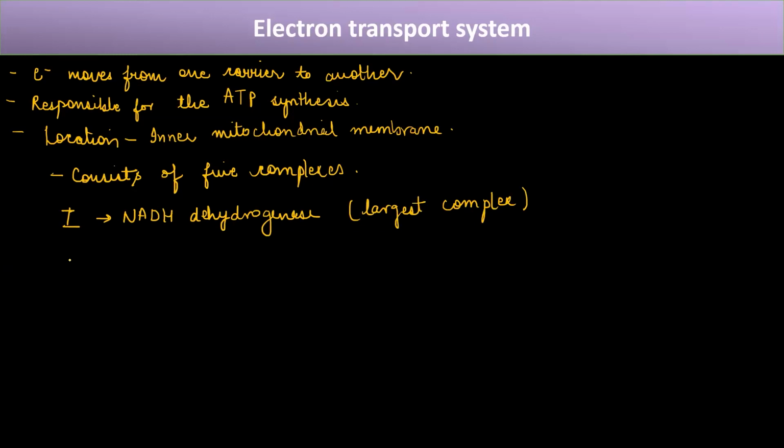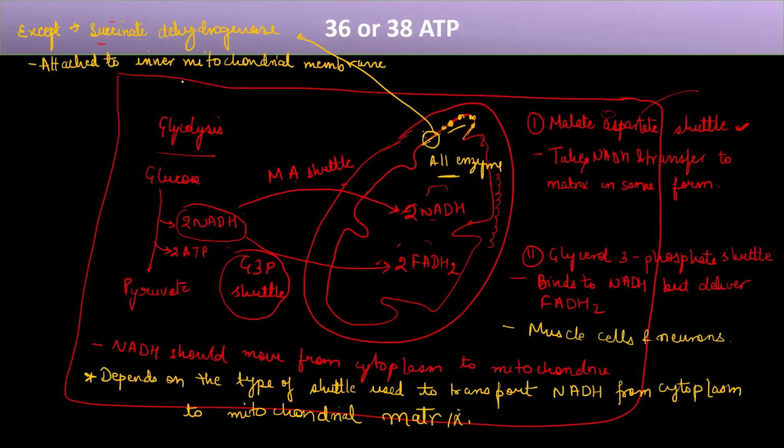Now the second is succinate dehydrogenase. Have we heard this name before? Yes, right. Succinate dehydrogenase is actually involved in the Krebs cycle as well. It catalyzes one of the intermediate steps of the Krebs cycle, but it is also involved in the electron transport system, and probably this is the reason why it is attached to the inner mitochondrial membrane.